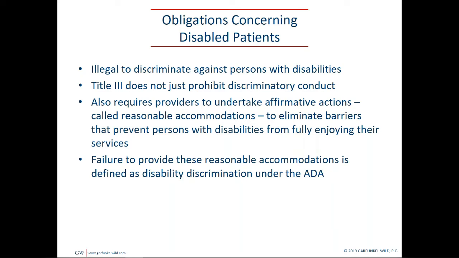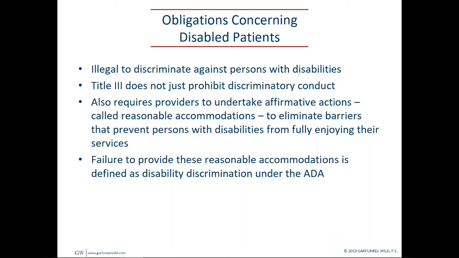However, Title III doesn't just prevent you from discriminating. It also puts affirmative obligations on public accommodations, including nursing facilities. It says, not only can you not discriminate by not admitting persons with disabilities or treating them differently, you have to undertake an affirmative action. And that affirmative action is called a reasonable accommodation. You have an obligation to eliminate barriers that prevent persons with disabilities from fully enjoying the facility services.